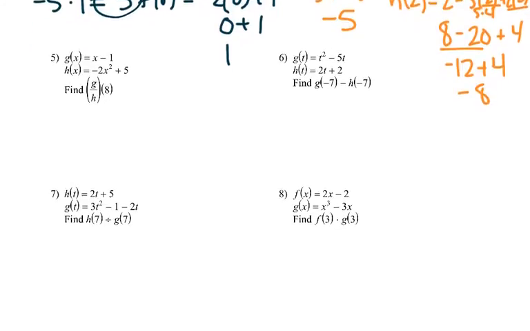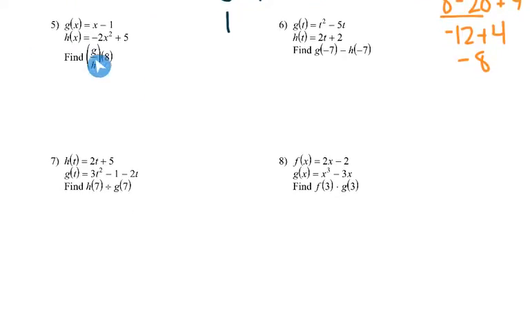Okay, now if we look at number 5 and number 6, this means division, this also means division. So we're going to divide these. So this one honestly works really well to put the numbers in, but let me show you if we tried to combine these. So g is on top, so I'd go x minus 1 divided by h of x, so negative 2x squared plus 5. Now, we really can't do anything else to this.